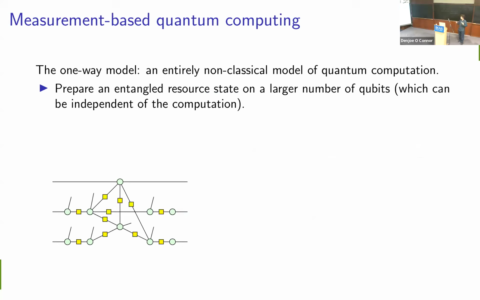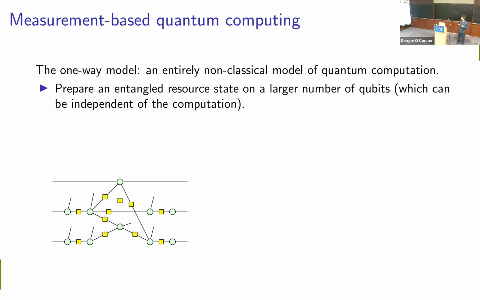This is the so-called one-way model of measurement-based quantum computing. This is an intrinsically non-classical approach to doing quantum computation. Quantum circuits are called quantum for a reason, but they come from classical reversible logic circuits. They're just a generalization of those. But this one-way model is really something that couldn't possibly work in the classical world. The way that we do computation in this model is not with unitary gates, but instead using measurement.